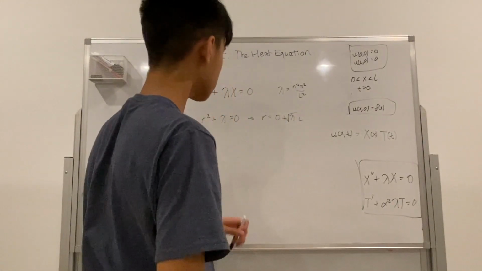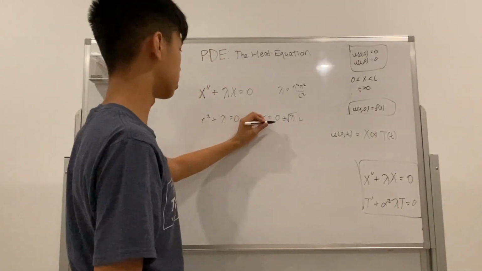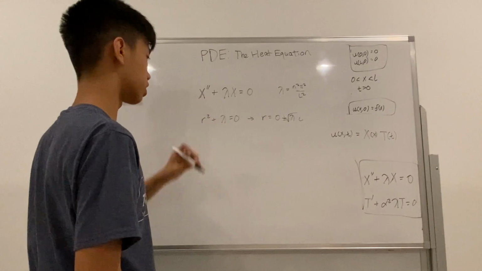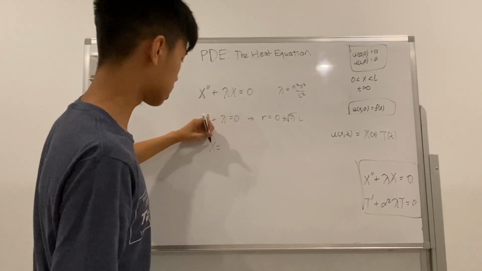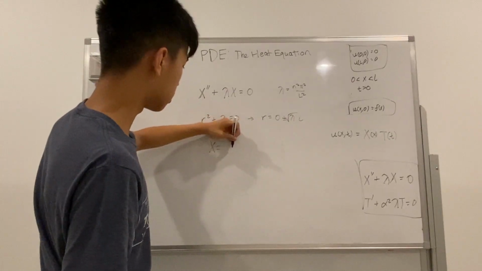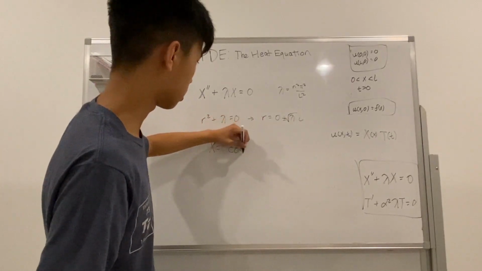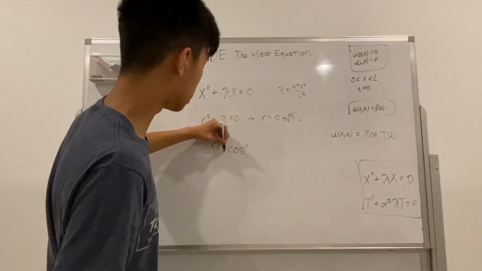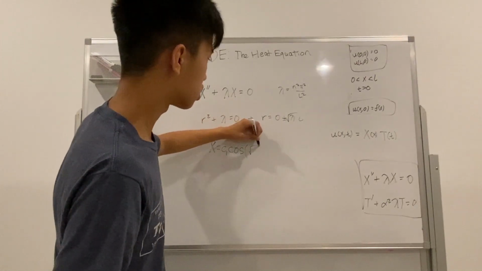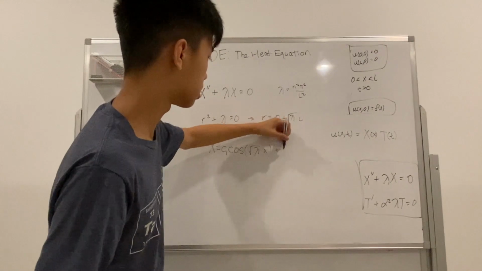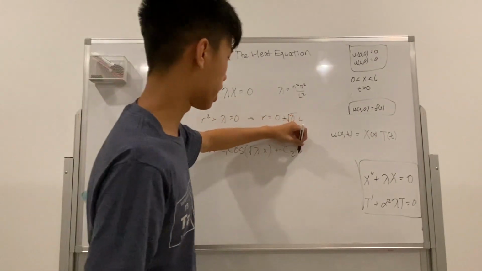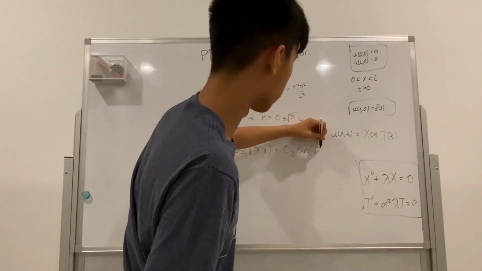So now that we know that, we can find a quick solution for X. So X, since we have an imaginary value, X must come in the form of c1 cosine of square root lambda x plus c2 sine of square root lambda x.